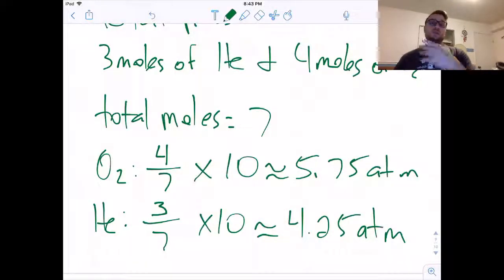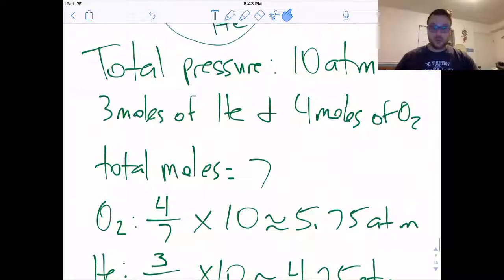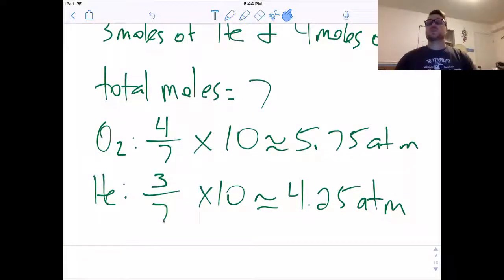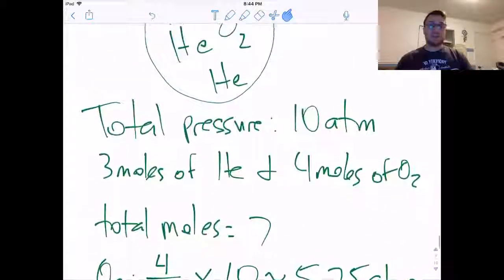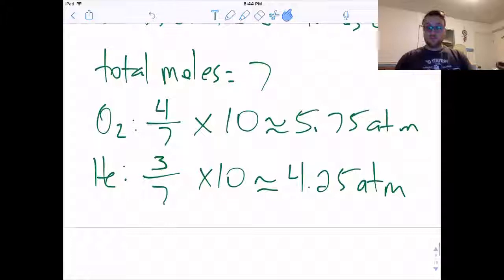Sometimes it's as easy as they give you the total pressure as 10. If O2's is 8 atmospheres, what's helium's? Sometimes it's as easy as this. They don't even give you these fractions to work with. In which case, if the total pressure is 10, if oxygen's contributing 8 units of that pressure, well, contributing 2 units of that pressure.